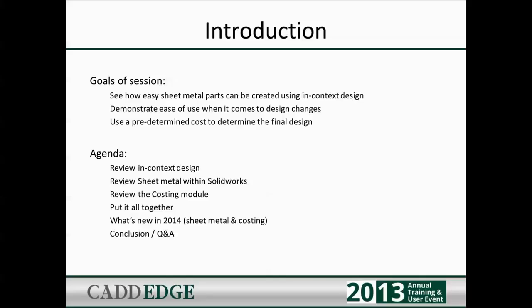So the agenda: we're quickly going to review in-context design, sheet metal, and costing, all three of those modules. We're going to put it all together. Like I just mentioned, we're going to take, in this case, a grill assembly, and design a sheet metal skirt cover using the grill as a frame. And we're going to use the costing module to help us determine our cost and keep it within the design parameters. After that, we're going to see what's new in 2014 briefly with regards to sheet metal and costing. And then we're going to wrap things up.